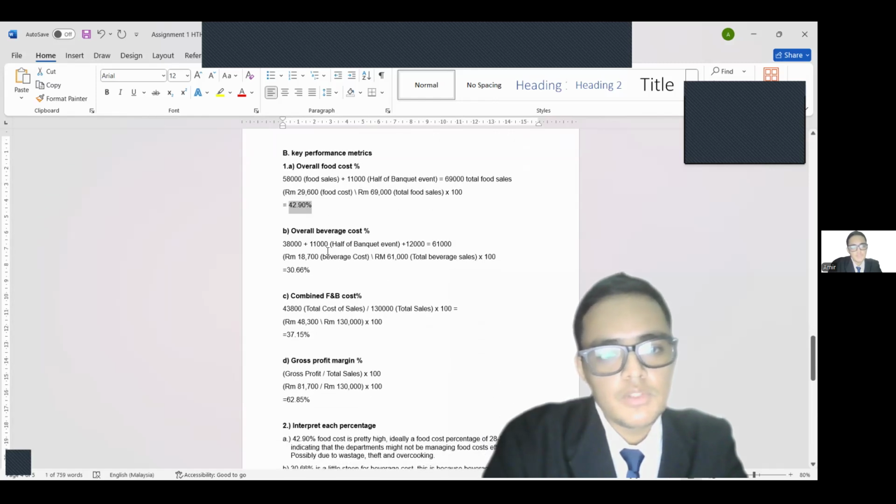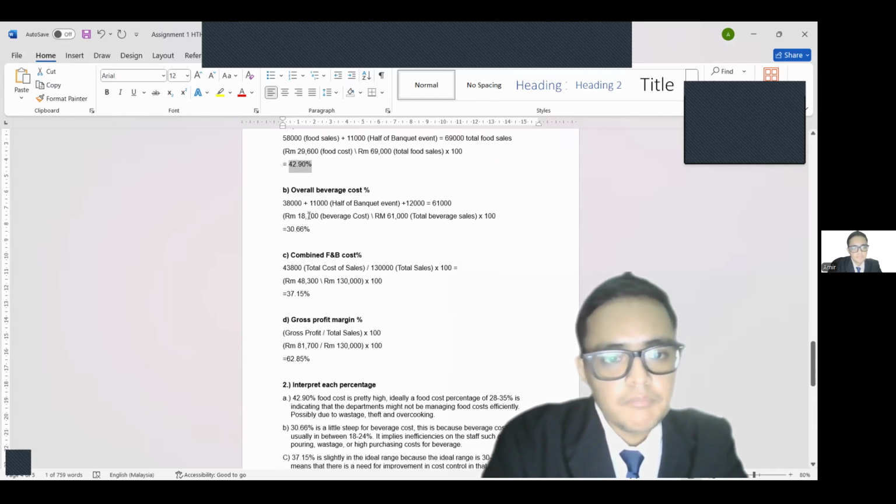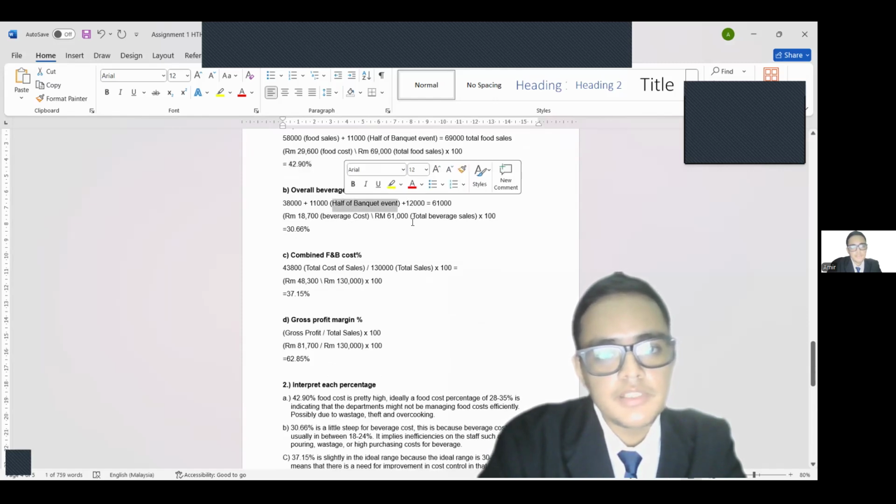So you get 42.90%. For the overall beverage cost, 38,000 plus 11,000, that is the half of the banquet event, just like the above, plus 12,000. You get 61,000. So you have to divide beverage cost by total beverage sales times 100. So you will get 30.66%.